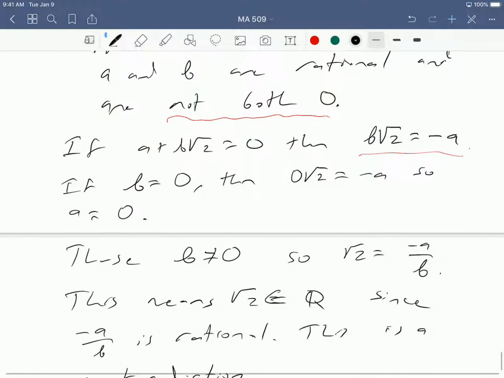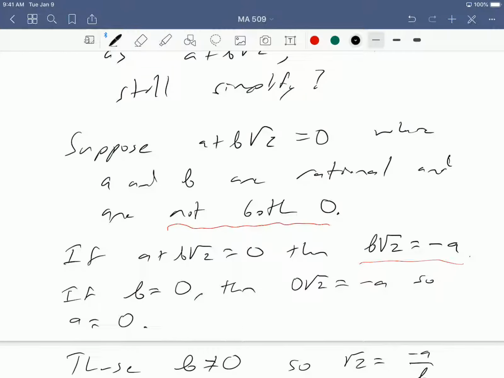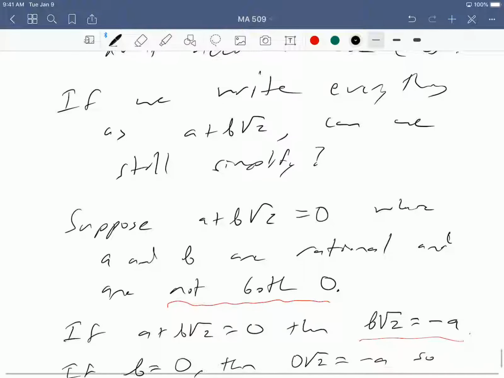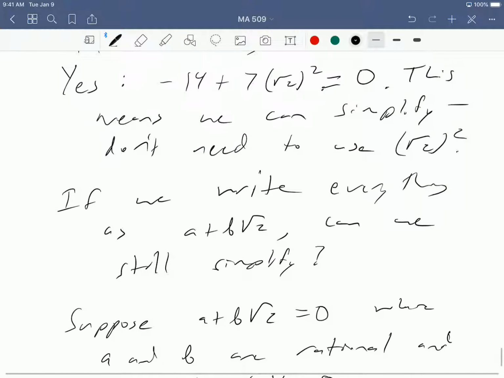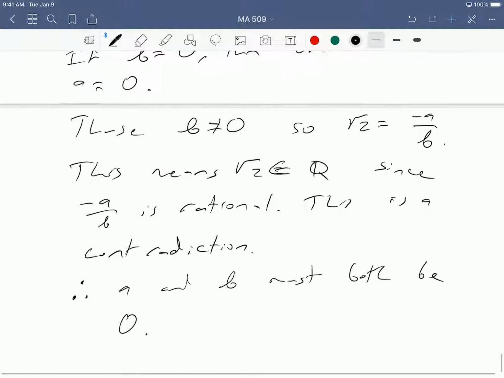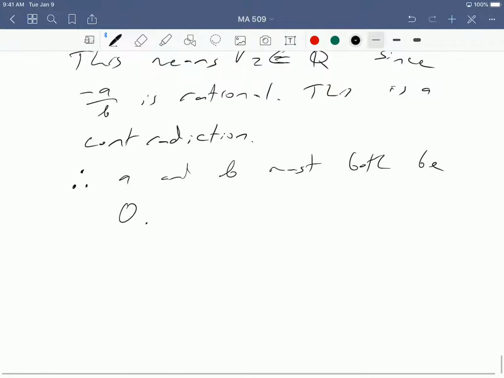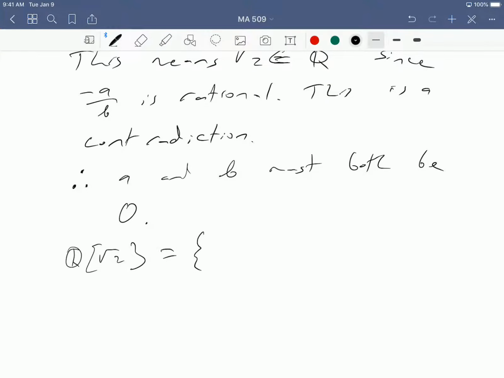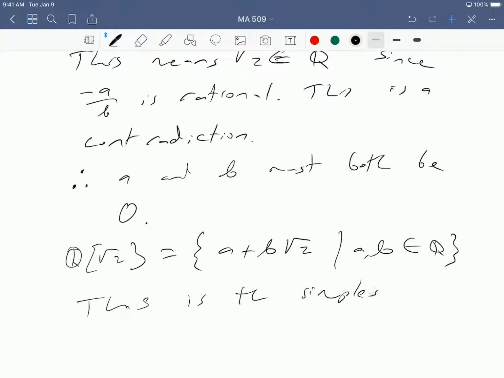And so saying that means that we've simplified as much as we possibly can. We didn't find any other duplication like we did with root 2 squared up here. And so that means our Q adjoin root 2, we can write it as a plus b root 2, where a and b are rational, and that this is the best way to write this set. So it's the simplest way to describe this set.